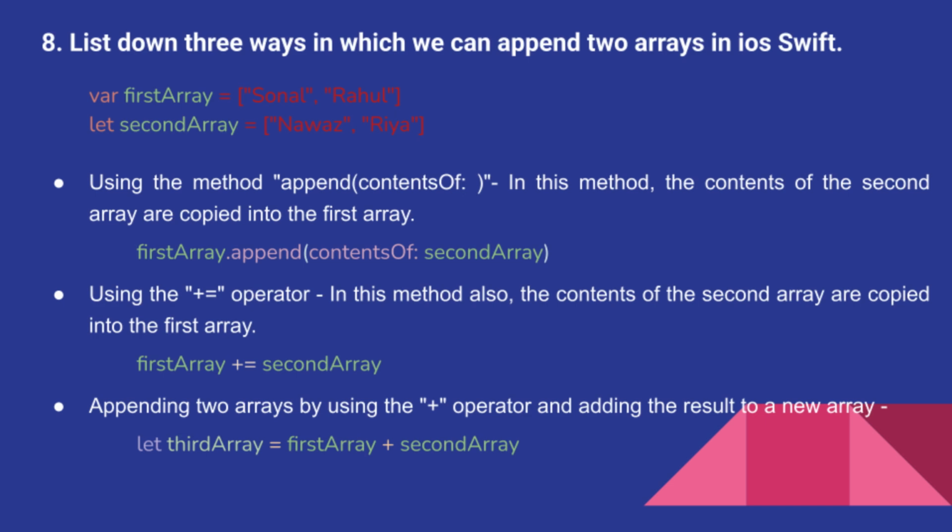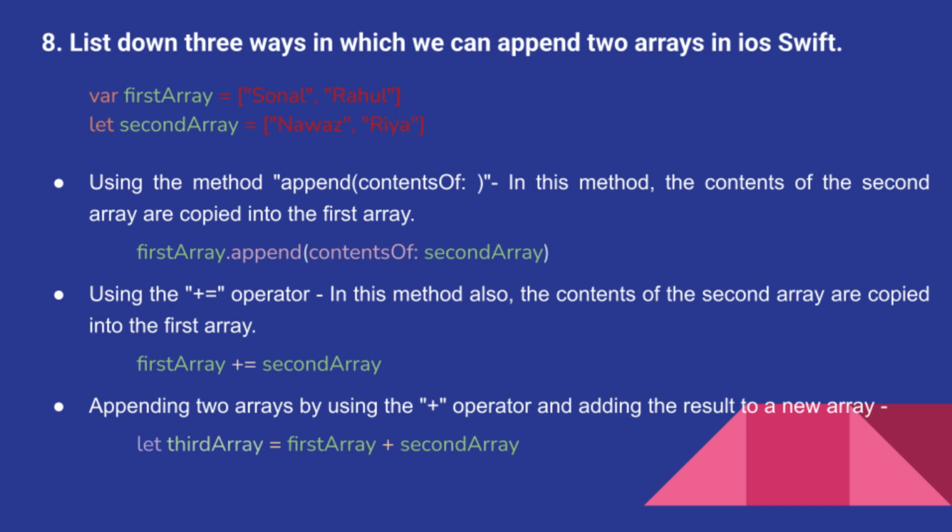Moving on to question number 8. What are 3 ways to append 2 arrays together in Swift? This is a practical, code-focused question that interviewers use to see if you understand basic collection manipulations and mutability. Let's look at our setup code first. We have first array declared with var, making it mutable, and second array declared with let.